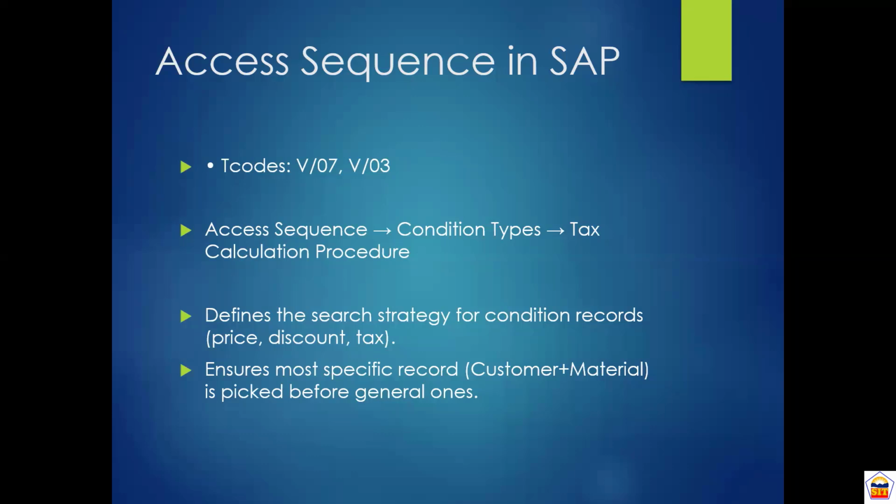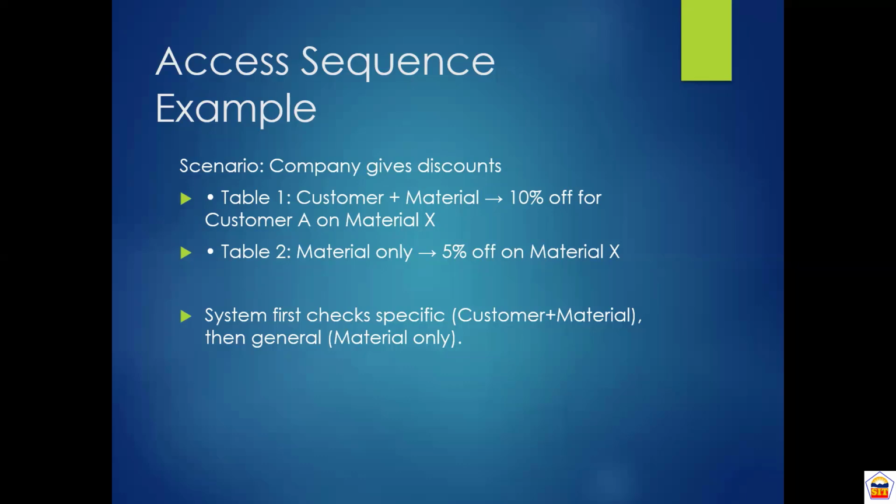So what is the access sequence? In SAP, the access sequence is a search strategy to find the valid condition record. It tells the system in which order to look for the condition record, and picks the specific record before the general one. For example, we have a customer A who is part of the first strategy table, that is material and customer. In this case, this customer will get a 10% discount. But if the same customer exists in the material strategy table, then he will get a 5% discount, because the 5% discount is for all customers and the 10% discount is for a specific customer. The system picks the specific record first and falls back to the general one if not found.